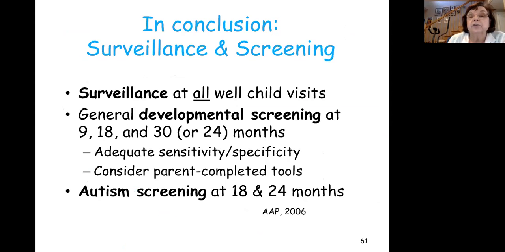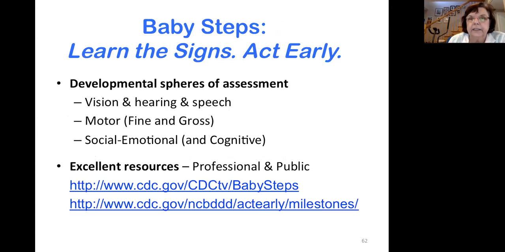So in conclusion, we do surveillance at all the well child visits. We do general developmental screening on all children at 9, 18, and 30 or 24 months, using instruments that have adequate sensitivity and specificity, and therefore considering parent completed tools, and then autism screening at 18 and 24.